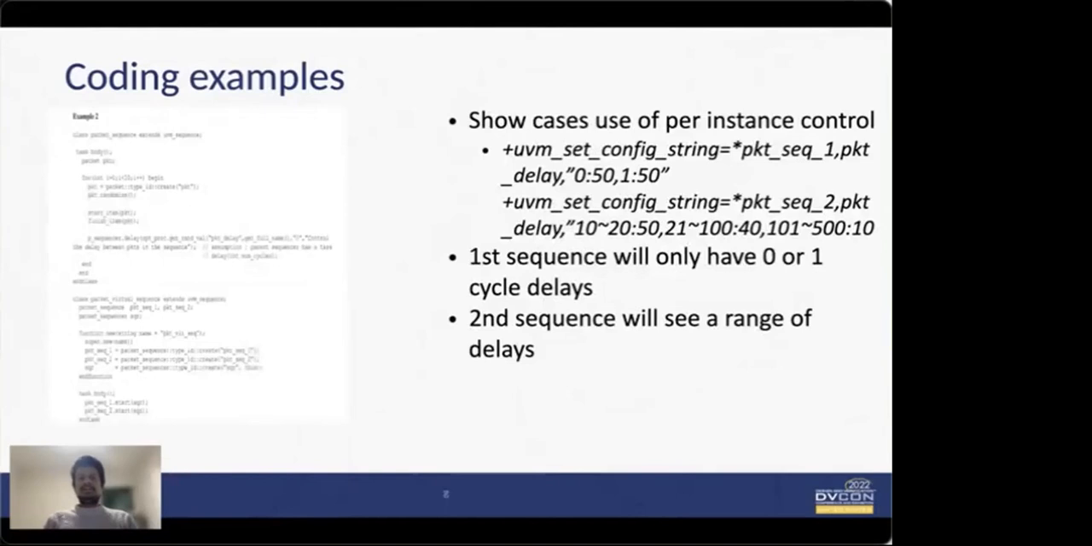Coding example 2 exemplifies the instance-based support provided by the advanced command line processor. If you look here, there's a sequence class and there are 2 instances of the sequence class. I want the first sequence to have only delays of 0 or 1 cycle. The second sequence will see a range of delays.